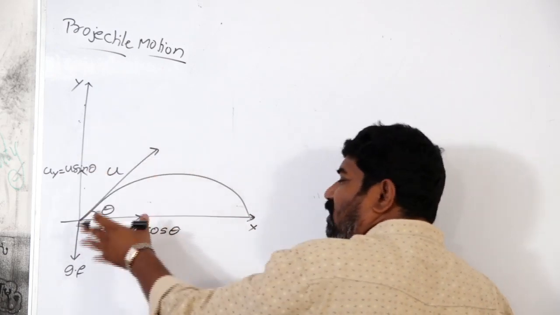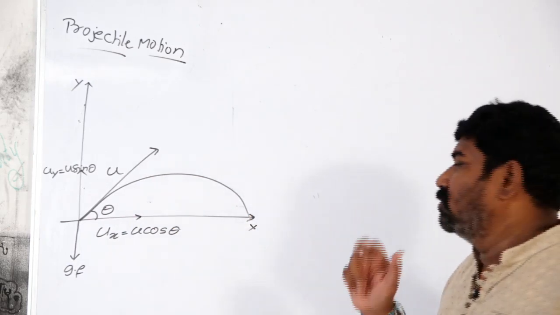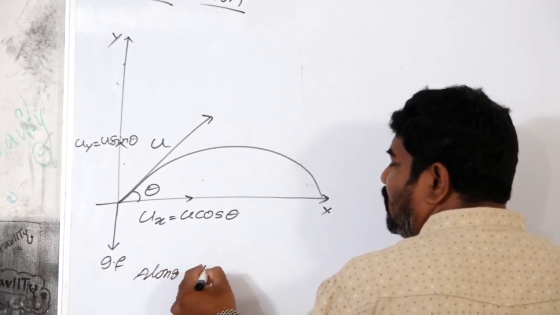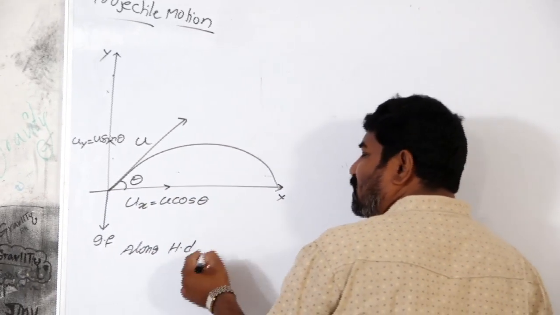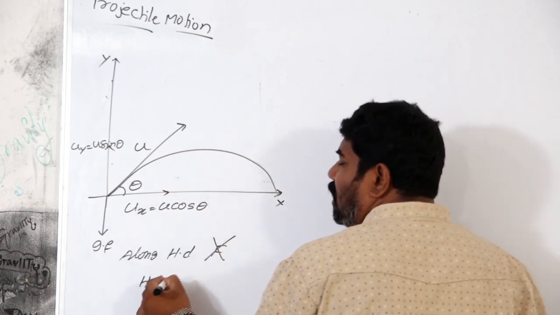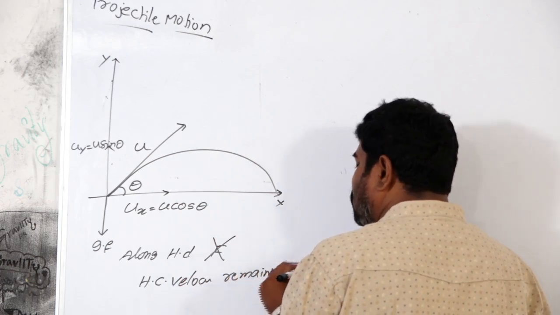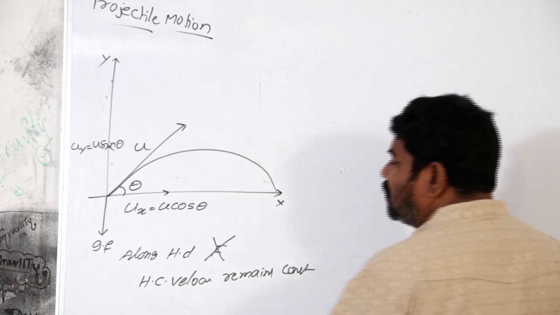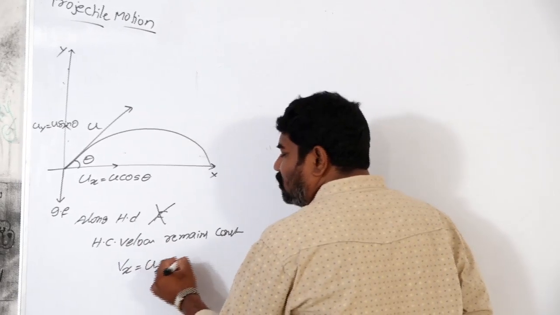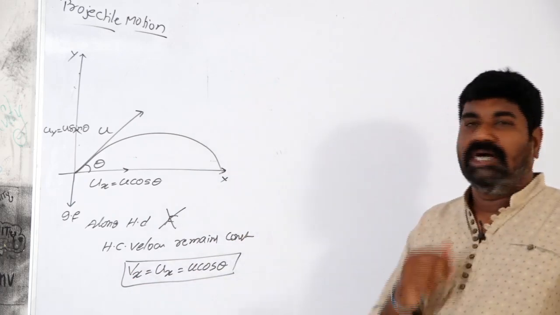Here it is projected only in a gravitational field, only one force is acting, that is nothing but gravitational force. Along the horizontal direction there is no force acting, so the horizontal component of velocity remains constant. That is, the horizontal component of velocity at any time is equal to u cos theta only. Vx is equal to ux is equal to u cos theta only.